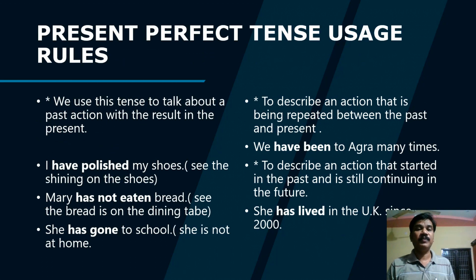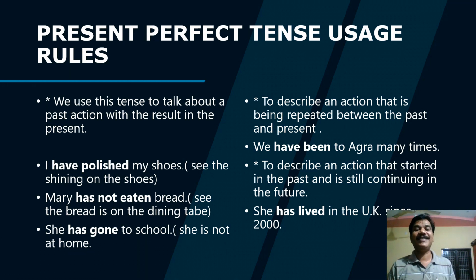Now let's learn the rules of present perfect tense. We use this tense to talk about a past action with the result in the present. I have polished my shoes. How do you know? How could you know that? You could see the polished shoes shining. So you could understand the action is completed but the result is shown in the shoes with a shining.